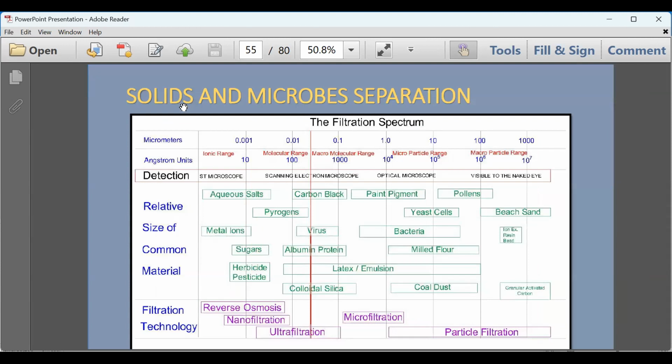By referring to the filtration spectrum, you can easily understand the substances that can be separated using membrane. MBR is under ultrafiltration. Ultrafiltration pore size is 0.01 to 0.1 micron. MBR pore size is 0.04. Therefore, you can see bacteria, viruses, as well as colloidal silica can be removed by the MBR. If the water needs to be further purified, RO, reverse osmosis, or nanofiltration can be used after MBR.